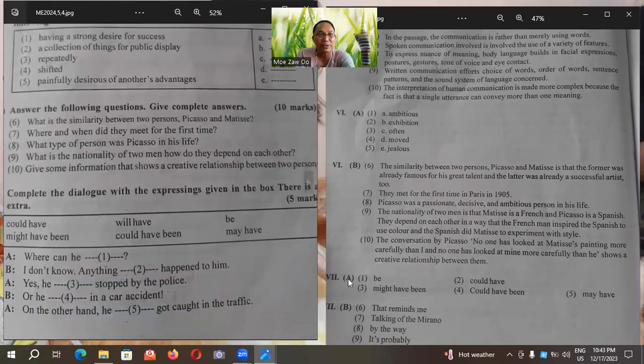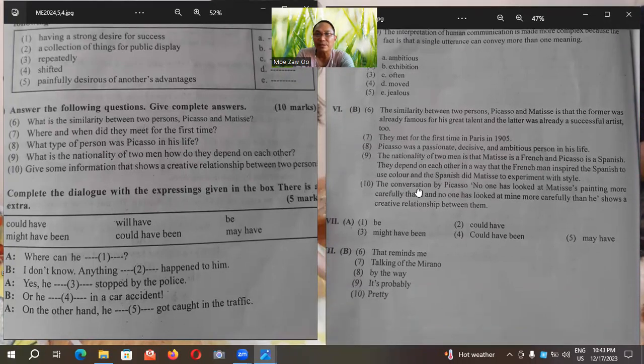6B. Answer the following questions and give complete answers. What is the similarity between the two persons, Picasso and Matisse? The similarity between the two persons, Picasso and Matisse, is that the former was already famous for his great talent, and the latter was already a successful artist too. Okay.